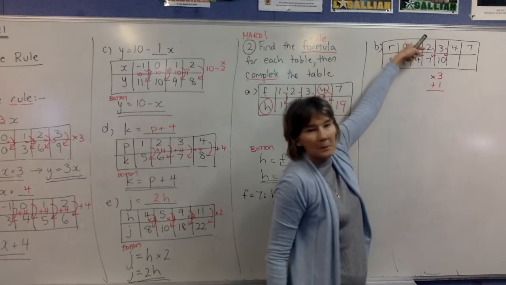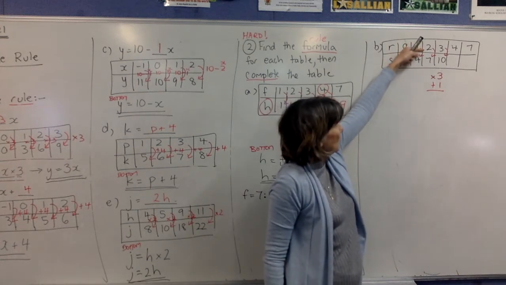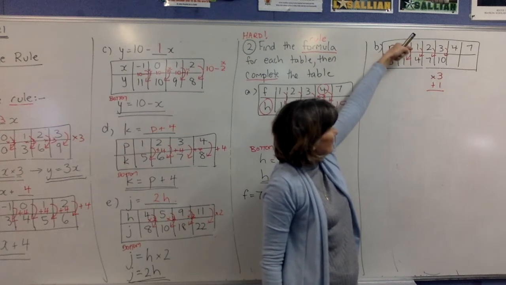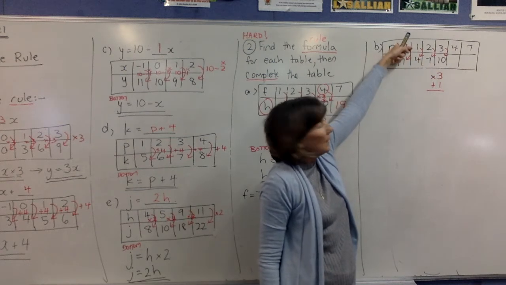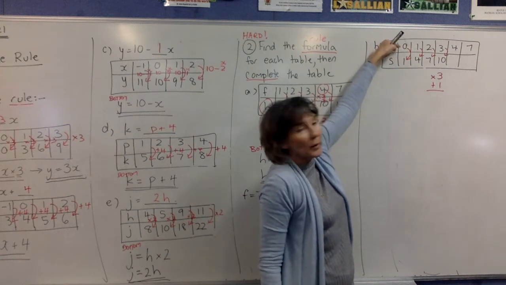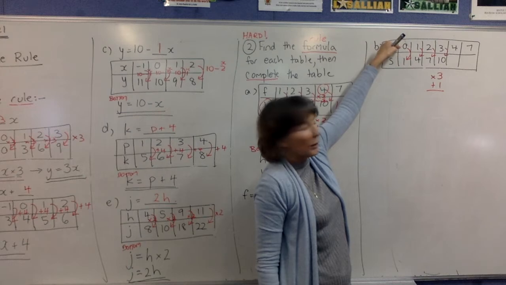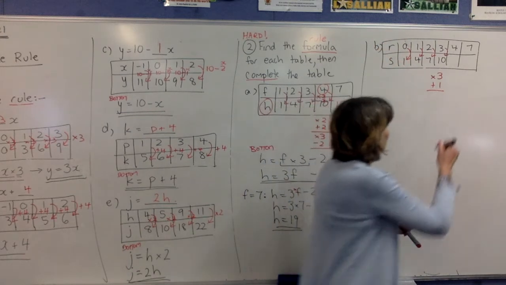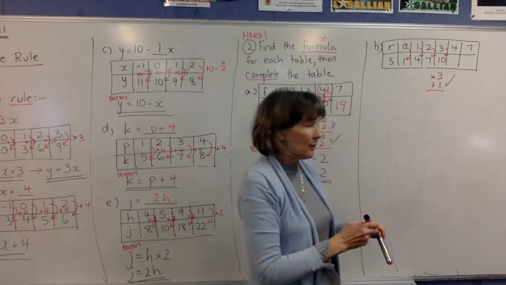Try 2. Times by 3, you get 6. Add 1, you do get 7. Let's keep trying. 1 times by 3, you get 3. Add 1, you do get 4. Try the last one. 0 times 3, you get 0. Add 1, you do get 1. So that rule actually is working. So that's going to give us our rule now.